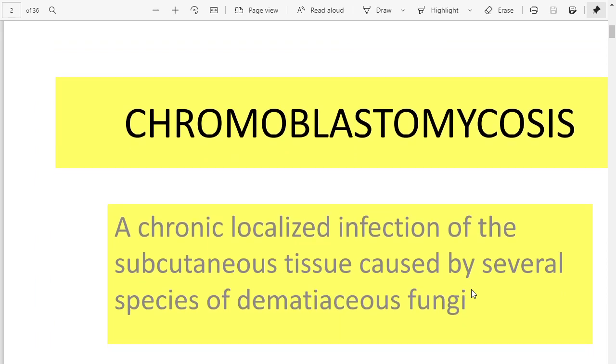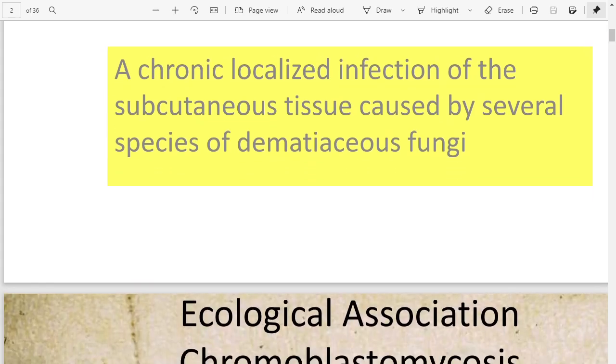A few notes about chromoblastomycosis. This is a chronic localized infection of subcutaneous tissue caused by several species of dematiaceous fungi. That is to say, this is a subcutaneous infection, not systemic, could be localized, and associated with, from the name chromo, changes in the color. Most of them are hypopigmented. Sometimes there is hypopigmentation at the area of inoculation of the fungus.